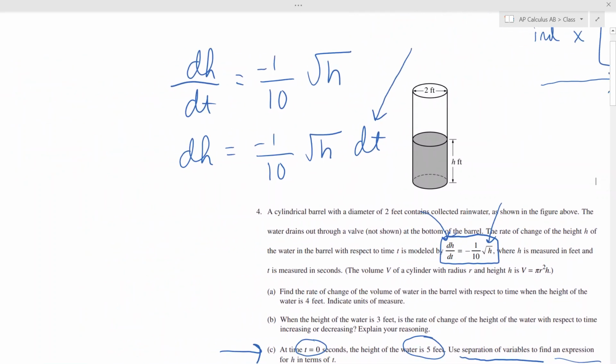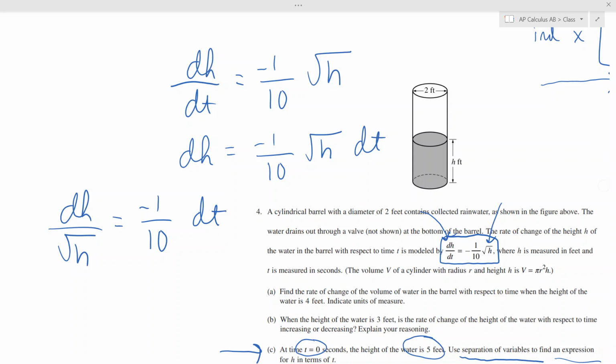So I can't handle an h over on this right-hand side. So what I'm going to do is divide by root h. I'm going to leave the 10 over here. I don't care about this stupid 10. And the dt is over here. So what I've just done right there, okay, I've taken the differential equation they gave me, which is relatively simple, and I've separated the variables, okay?